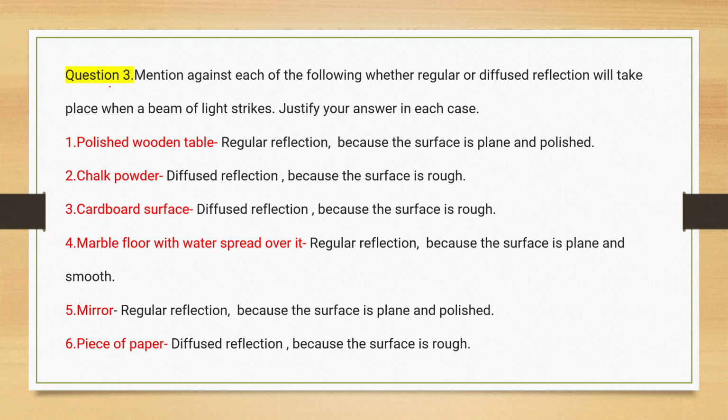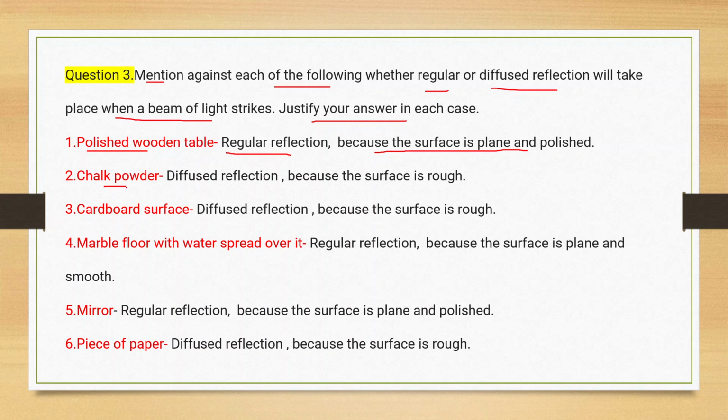Now, question number 3. Mention against each of the following whether regular or diffuse reflection will take place when a beam of light strikes. Justify your answer in each case. First one is polished wooden table. Regular reflection will take place. Reason? Because the surface is plain and polished.